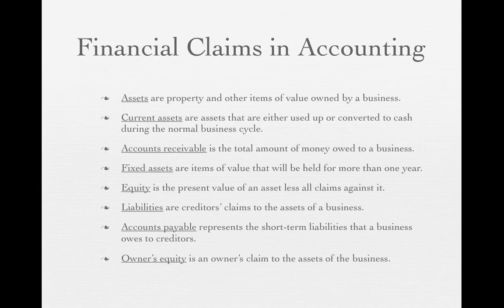Assets are property and other items of value owned by a business. They are either current or fixed. Current assets are assets that are either used up or converted to cash during the normal cycle of the business. The normal cycle is usually 1 year. Cash, supplies, merchandise, and accounts receivable are all current assets. Accounts receivable is the total amount of money owed to a business. It represents money to be received in payments after goods or services are sold on credit.